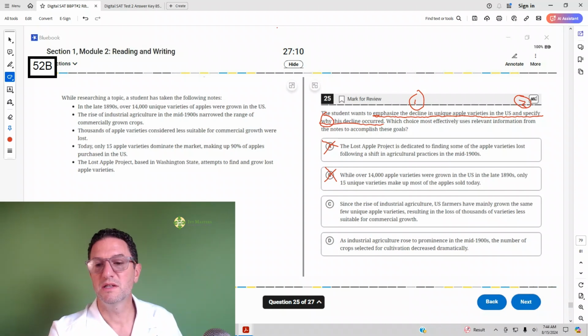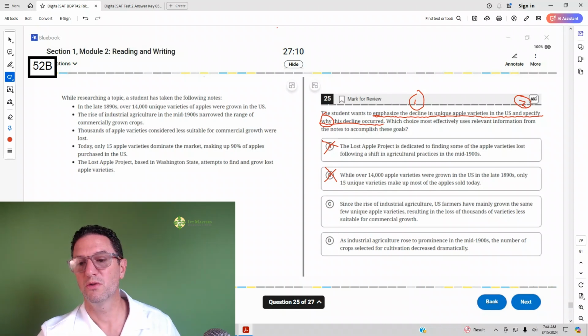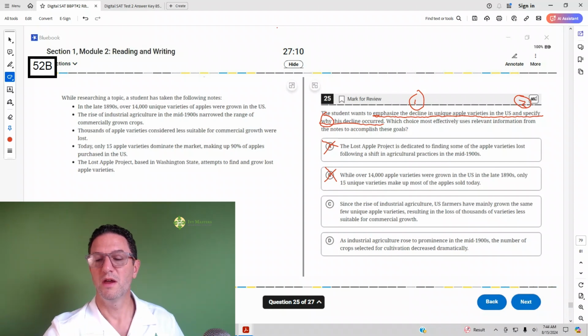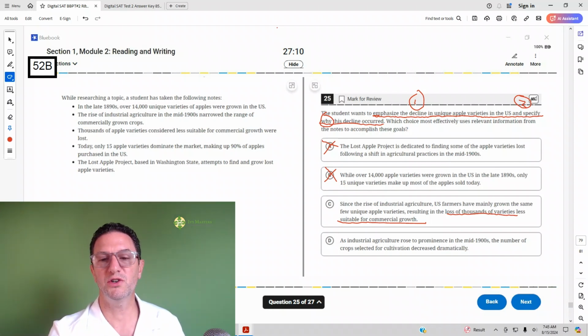Answer choice C: since the rise of industrial agriculture, U.S. farmers have mainly grown the same few unique varieties of apples. So it's saying now we only grow a few varieties of apples, resulting in a loss of thousands of varieties less suitable for commercial growth. So we see that we lost thousands of varieties. That is the decline in unique apple varieties. And why did we lose them? Because the ones that we lost were not suitable for commercial growth. In other words, they weren't able to produce them on a large scale and get them to the consumers efficiently. Answer choice C looks like our best answer. It's hitting both of those points.